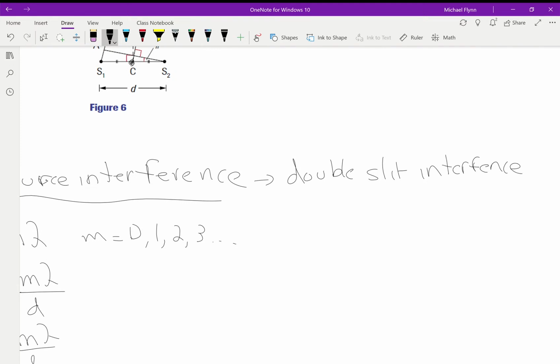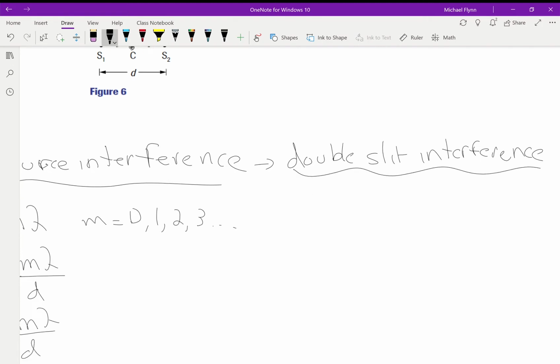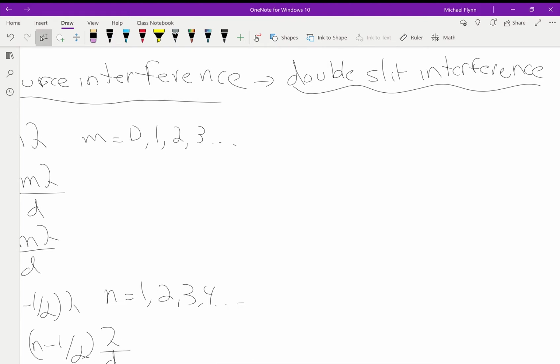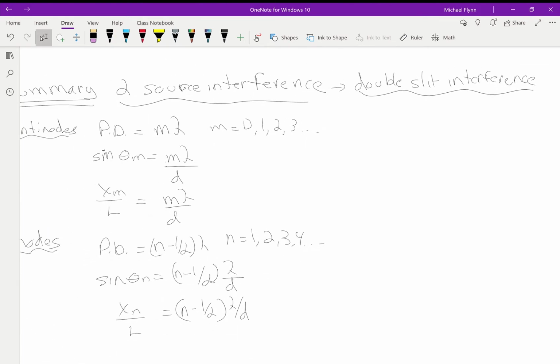You get the same pattern because of diffraction. So all of these equations apply, whether it's double slit or two sources of waves that are vibrating in phase. Regardless, in both circumstances you get the same set of equations.